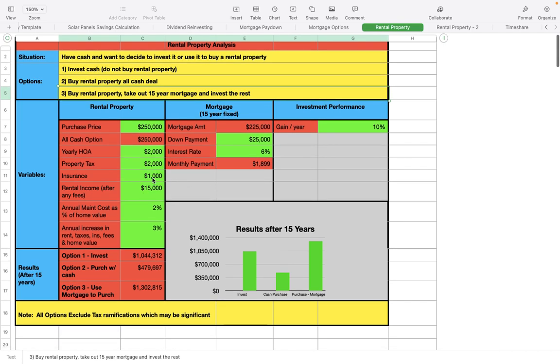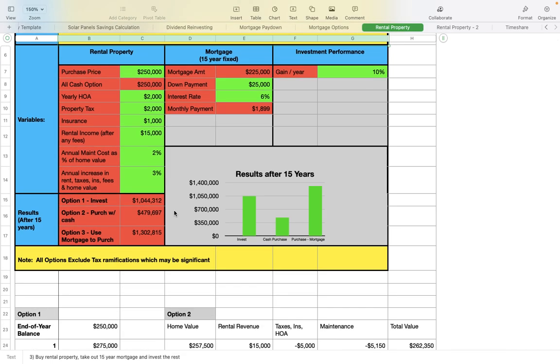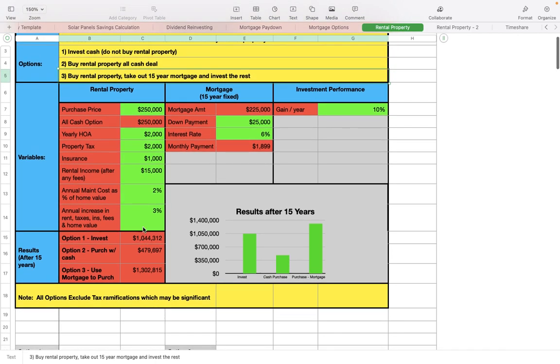And in that scenario, same variables here. And again, anything in the green can be changed. But in that scenario, option one of just investing that cash came out fairly close to the option of taking out a 15-year mortgage, putting a down payment, investing the rest. If you change these variables here, for example, let's say you don't think you get 10% a year, you might think you get 7% a year, you can see in the graph here these numbers change, and the relationship changes.